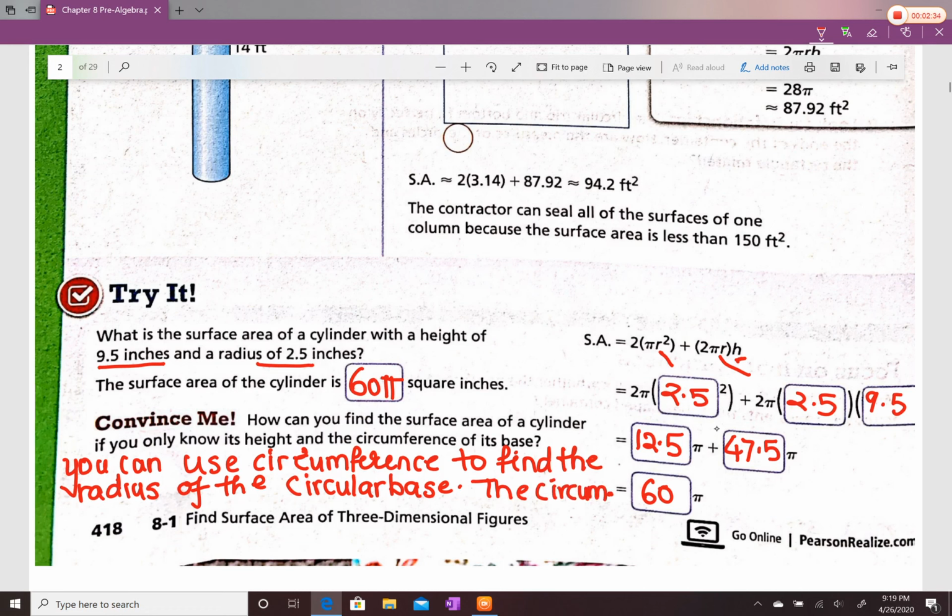I'm just going to write it here. The circumference is the width of the rectangle. Okay, so this is how you do the surface area of a cylinder.